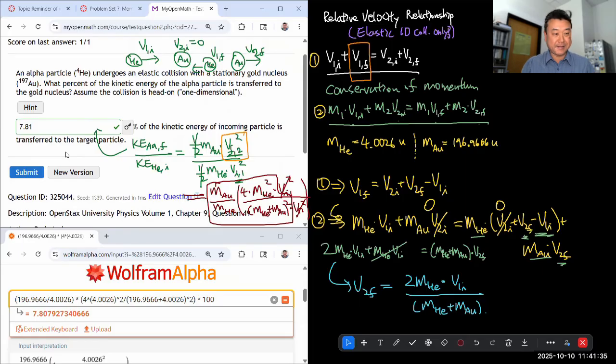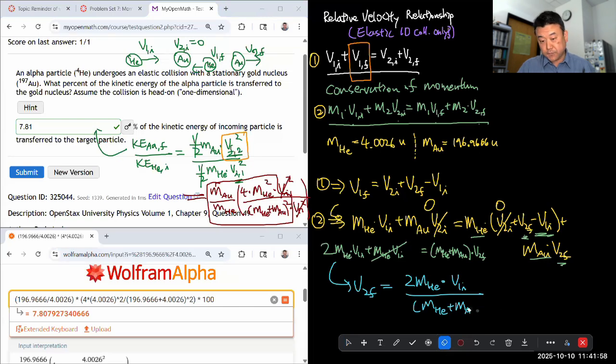But yeah. Again, I think it took me like 10 minutes. That's a lot quicker than what using the kinetic energy formulas would have been. So again, it's the advantage of the relative velocity relationship that the math is so much easier. You only have to deal with the linear equations.